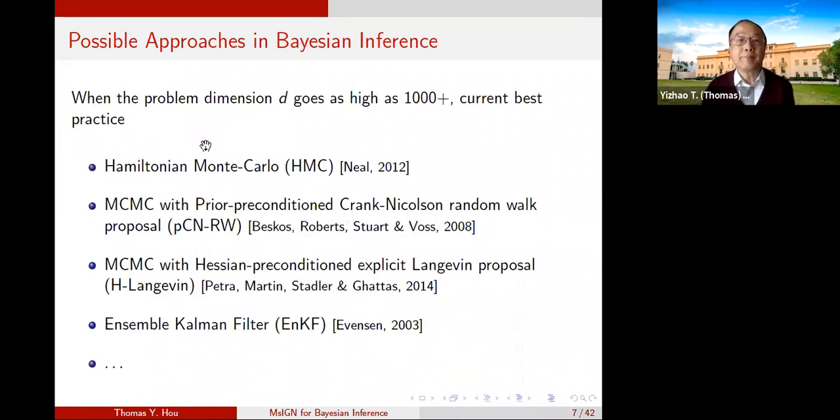Okay, so I would say that for dimensions as high as 1,000 or above, the methods of choice are Hamiltonian Monte Carlo, or MCMC with different kinds of preconditioned proposals. For example, the preconditioned Crank-Nicolson random walk, or using the Hessian preconditioned explicit Langevin proposal, and so on. And the ensemble Kalman filter is also very popular.